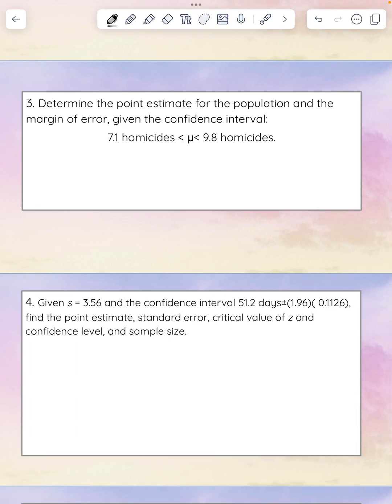Okay, here, determine the point estimate for the population and the margin of error. Okay, so when it's given a range, to find basically the middle, sorry, I had to grab my calculator. What we're going to do is add those values and divide by 2.